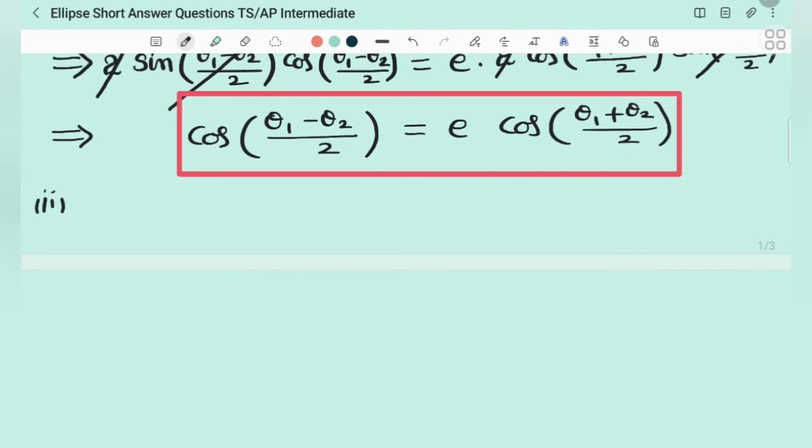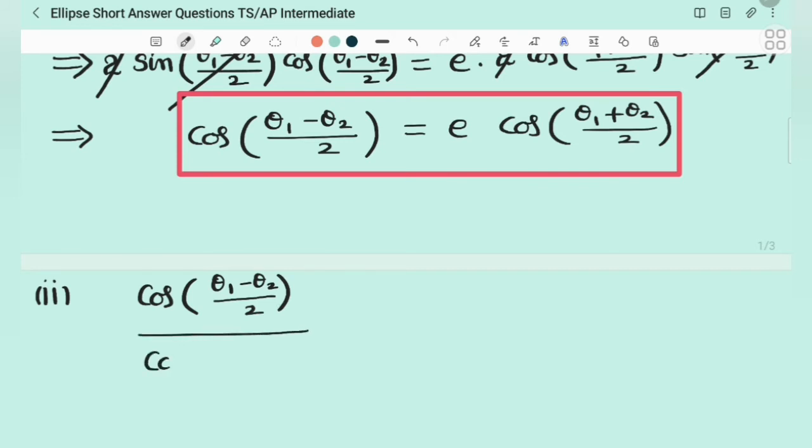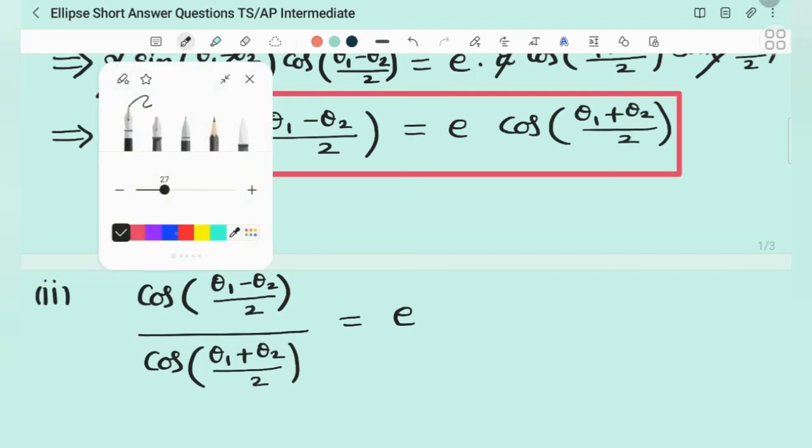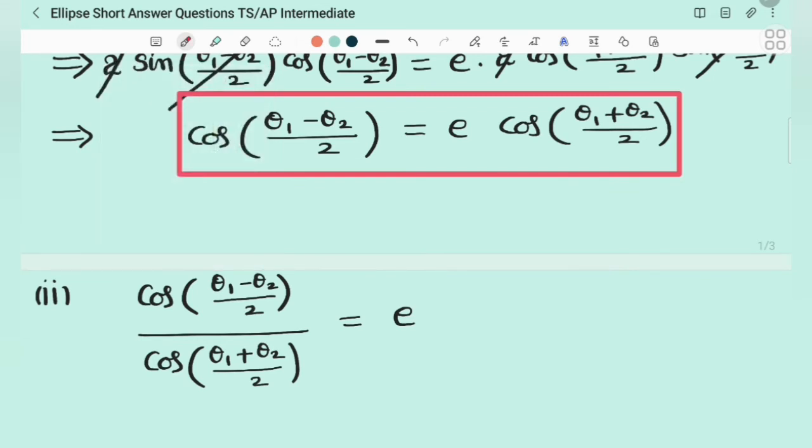To get the Roman letter 2, from this what I am doing is, cos of theta 1 minus theta 2 divided by 2, whole divided by cos of theta 1 plus theta 2 divided by 2 is equal to E. You can write it, na? We are making E the subject here. After that, we are going to do it by using the property of componendo and dividendo.